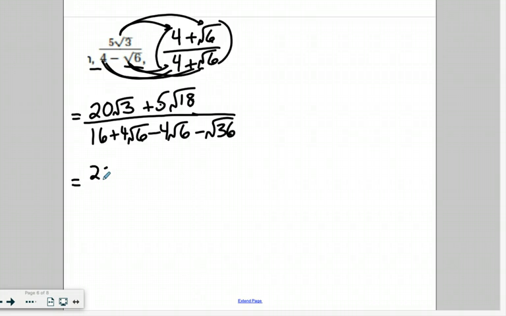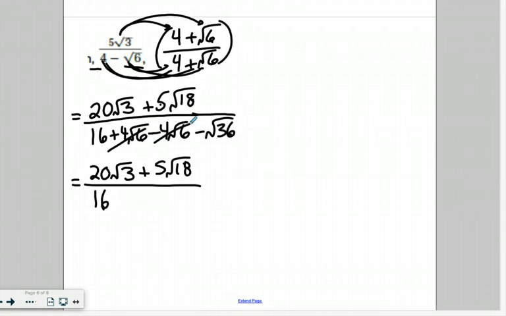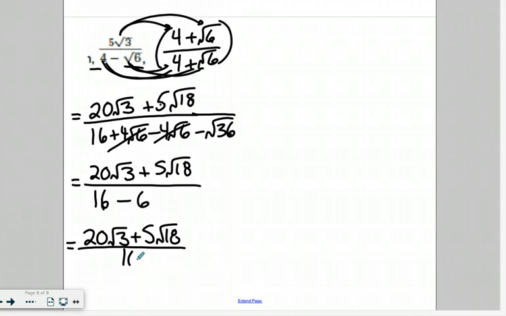And again, we have 20 root 3 plus 5 root 18 divided by 16. The plus 4 root 6 and the negative 4 root 6 cancel, and then root 36 is just 6, so it's minus 6: 16 minus 6, which is 10. So what we have is 20 root 3 plus 5 root 18 over 10.